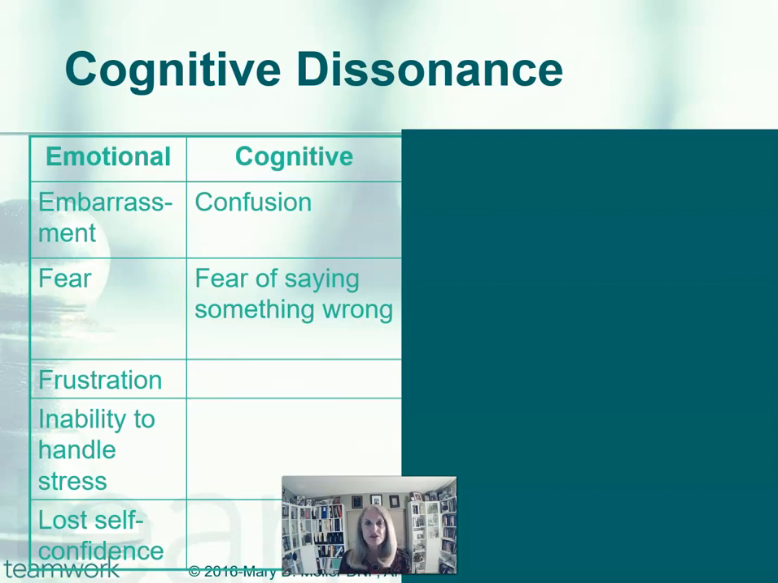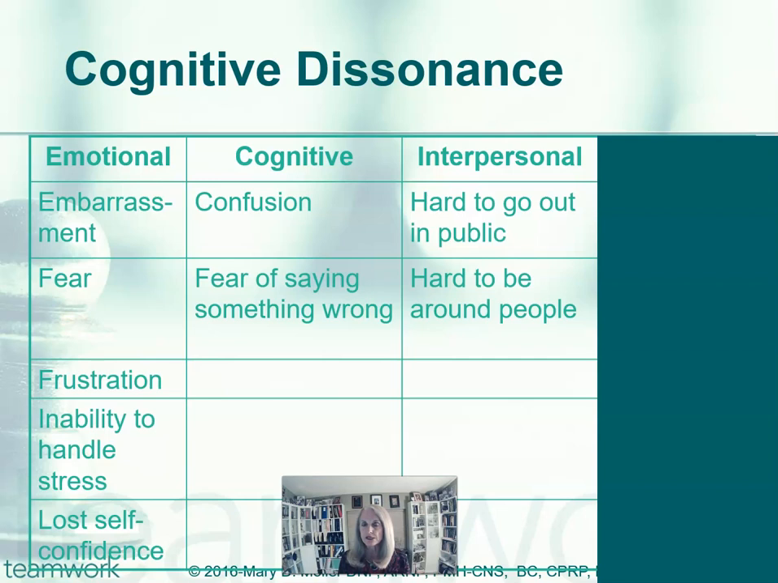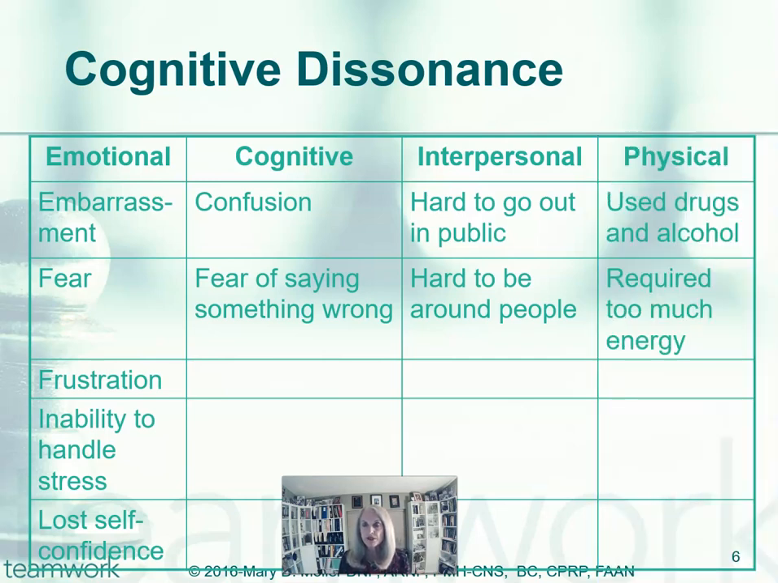The cognitive themes in cognitive dissonance are confusion and a fear of saying something wrong. Interpersonally, it's hard to go out in public and hard to be around people. And physically, they're talking about using drugs and alcohol, and it just requires too much energy. So we need to resolve several of these, not all, before this person's really going to be able to move successfully into later phases. I've been working with a young man for about 3 years, and he's just stuck.